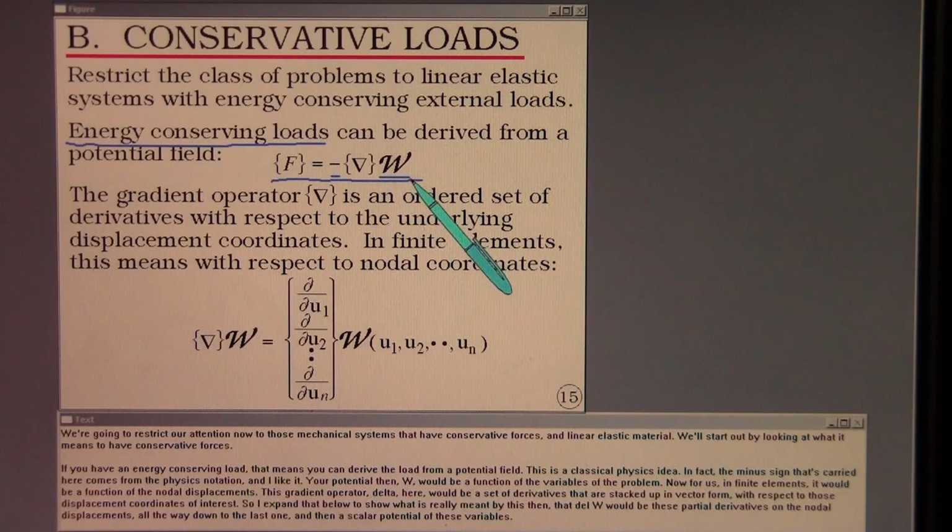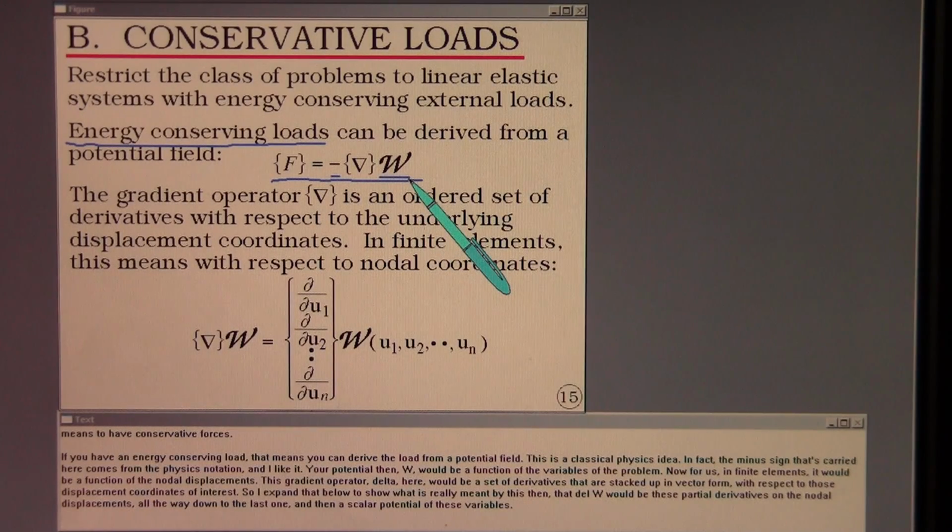Your potential then, W, would be a function of the variables of the problem. Now, for us in finite elements, it would be a function of the nodal displacements. This gradient operator, delta here, would be a set of derivatives that are stacked up in vector form with respect to those displacement coordinates of interest. So I expand that below to show what is really meant by this then. That del of W would be these partial derivatives on the nodal displacements all the way down to the last one, and then a scalar potential of these variables.